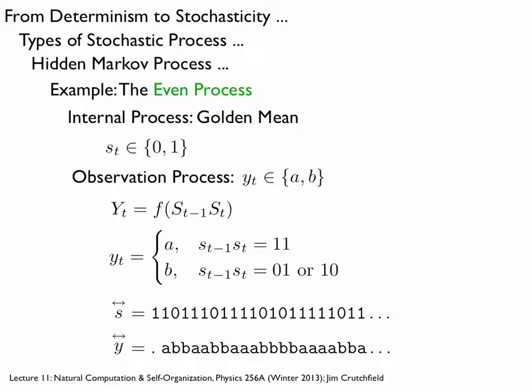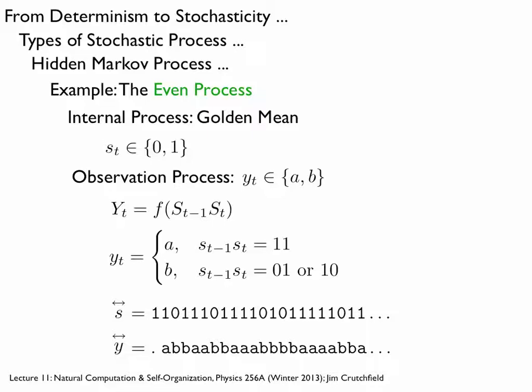So here's my chain of a realization for the internal golden mean process. Notice all the zeros occur in isolation, so no consecutive zeros. And then I just go through and apply this rule. If I saw 1, 1, I output an A, 1, 0, B, 0, 1, B, 1, 1, A, 1, 1, A, and so on. Simple enough. So that seems nice and innocent.